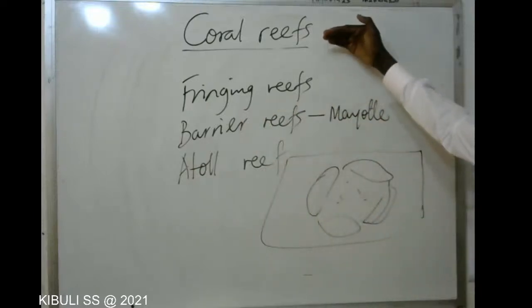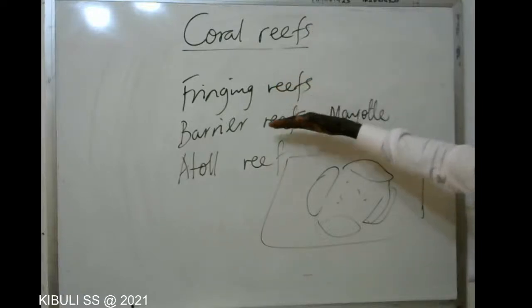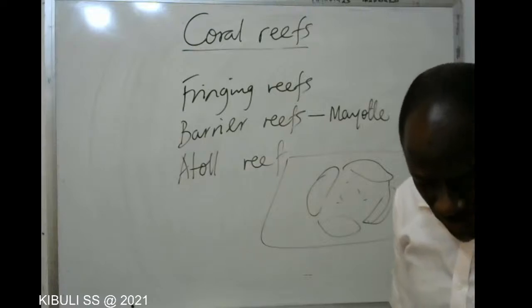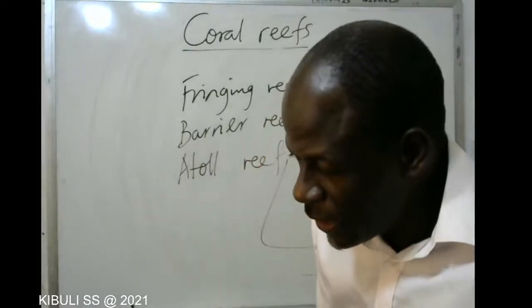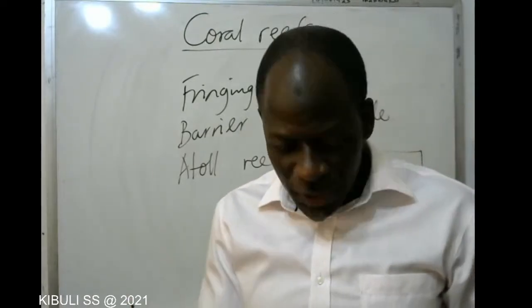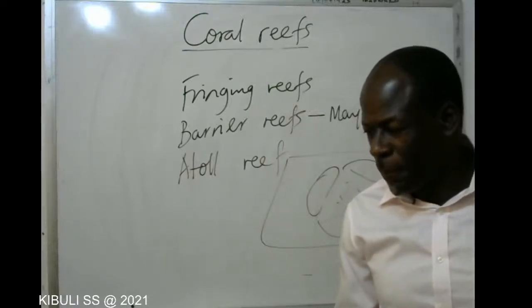So our last category of the coral reefs: we have the fringing, the barrier, and atoll reefs, which all exist only along the coast of East Africa, because it is only possible for corals to form in the salty waters of the sea, not in fresh waters like in our lakes.